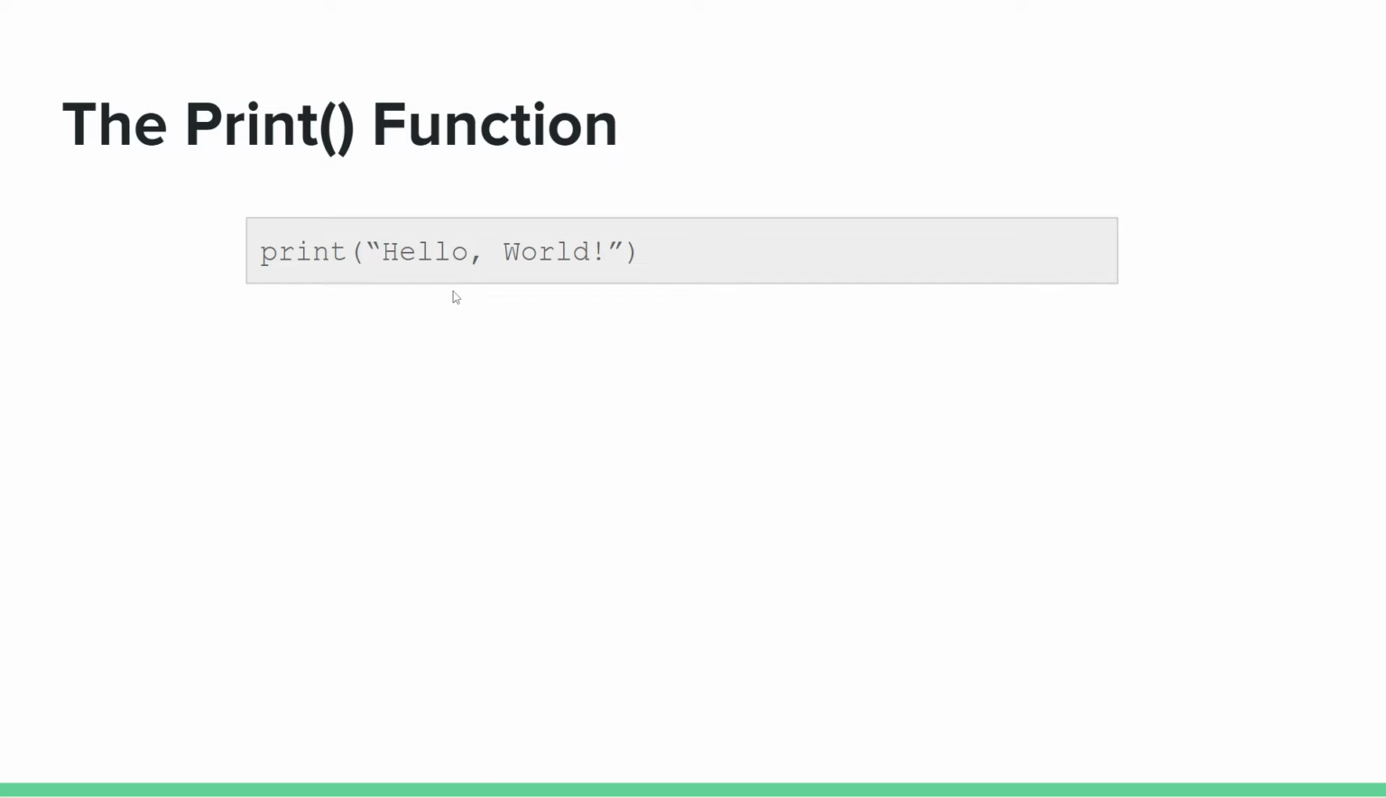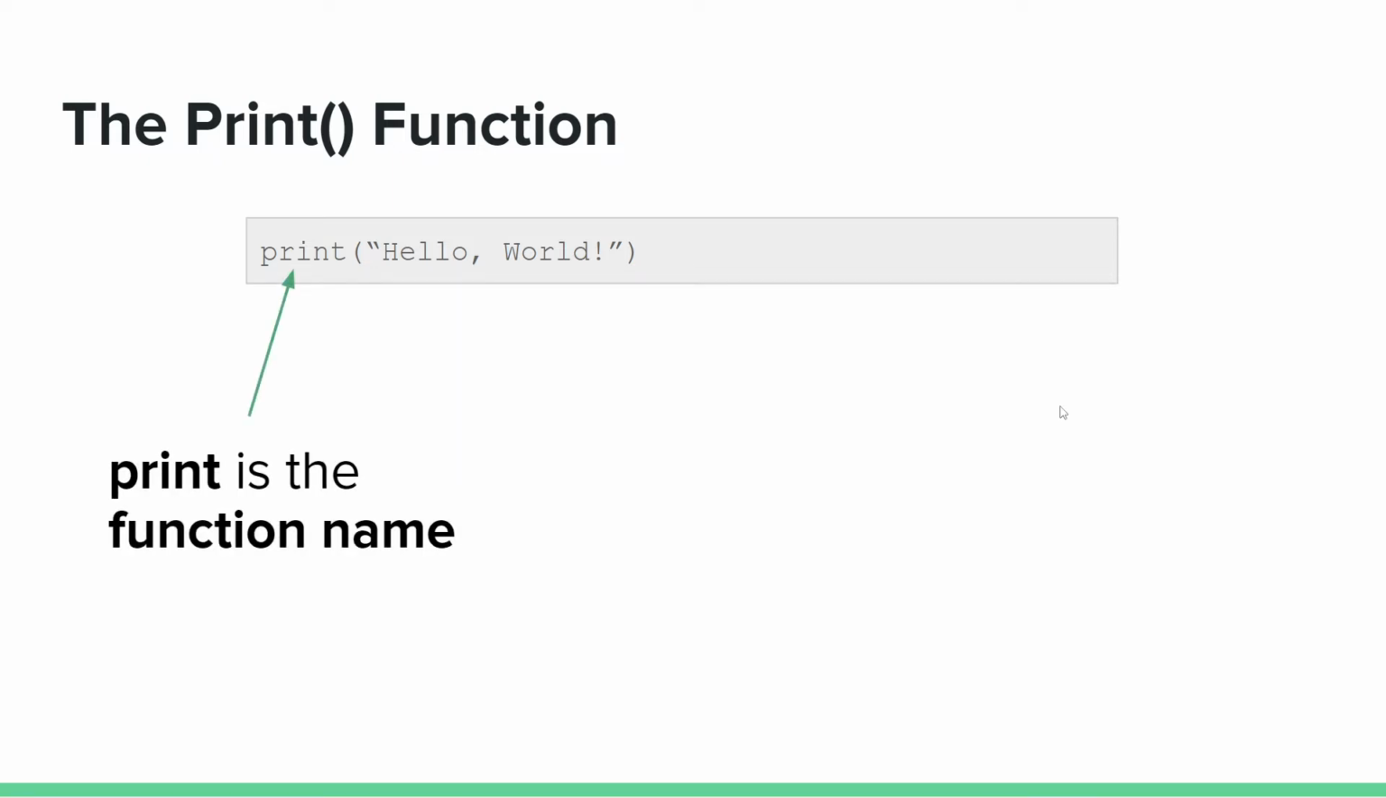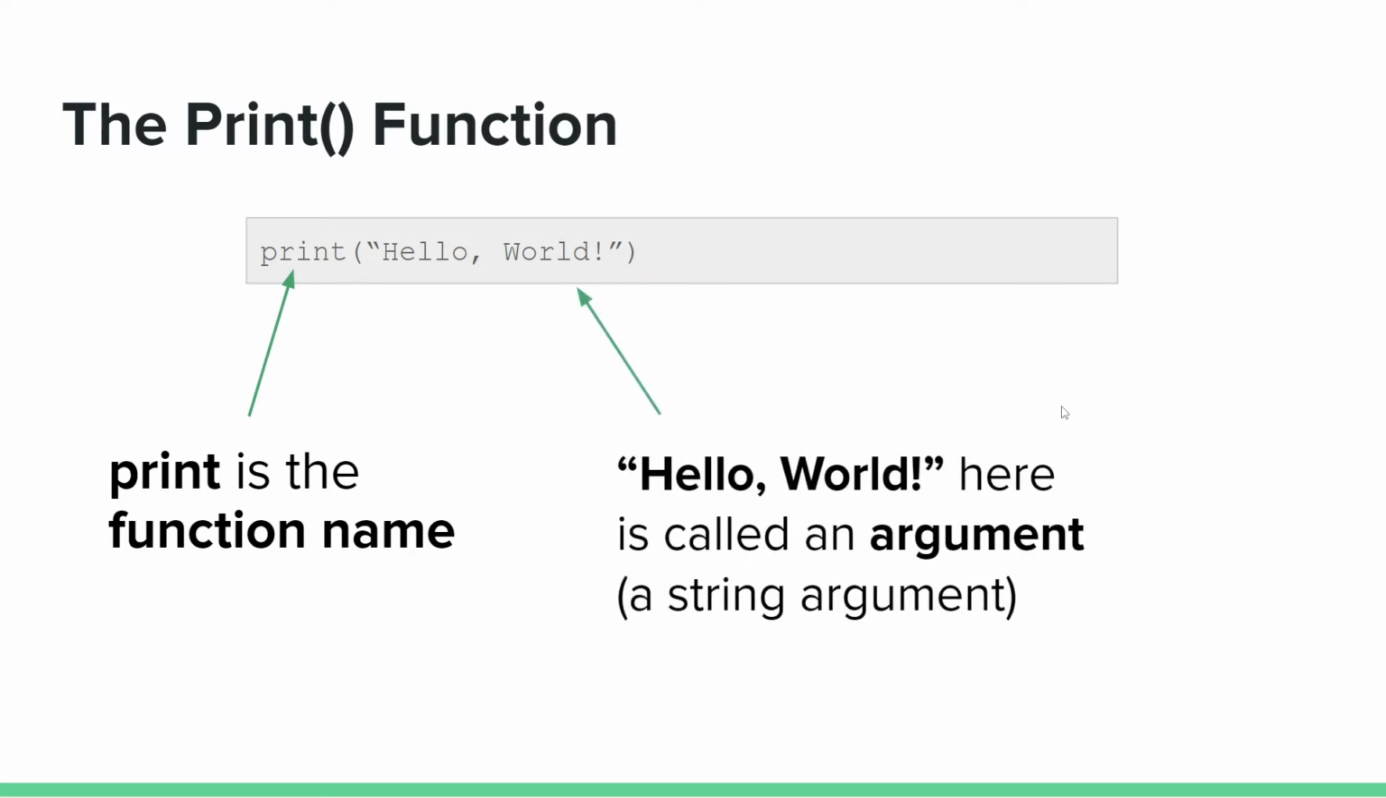Alright, so the print function, as you can see, we have print hello world. It is worth mentioning some things in this line of code. The first thing you see is the print name, which is the function name, and also you see an argument, which is the hello world. The hello world here is called a string argument because it is inside a string. As you can see, we have a quote before the H in hello world and after the exclamation mark. That is why it's called a string argument.